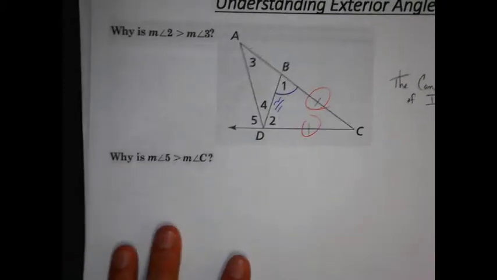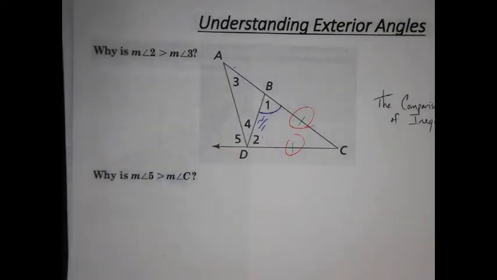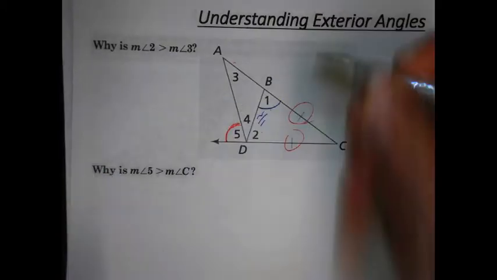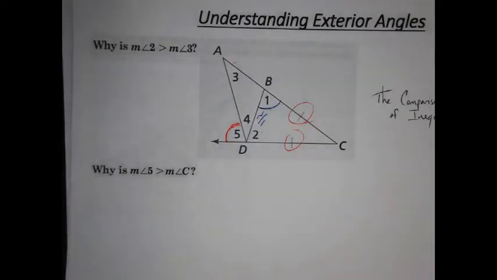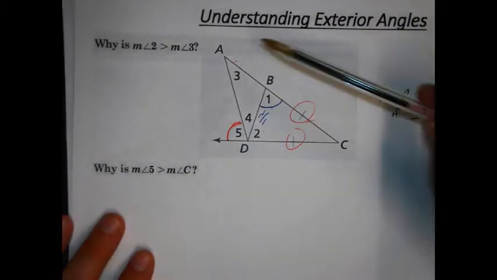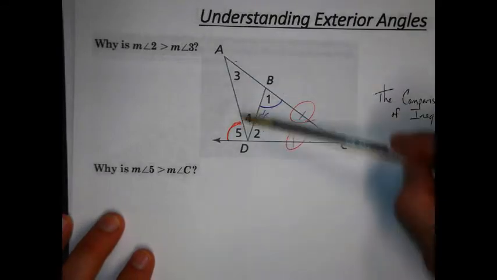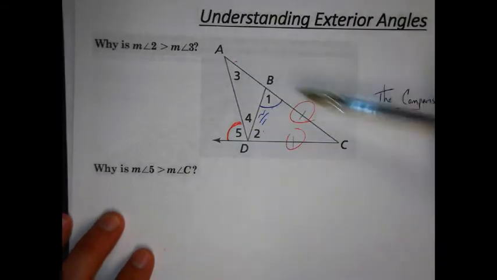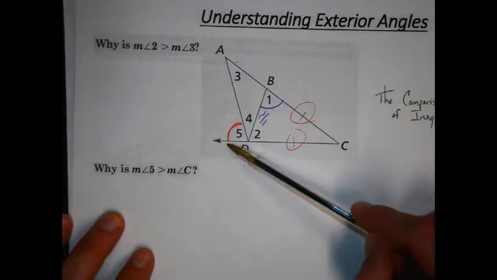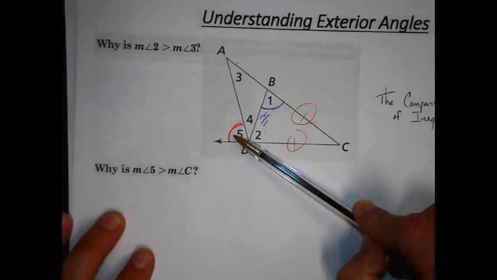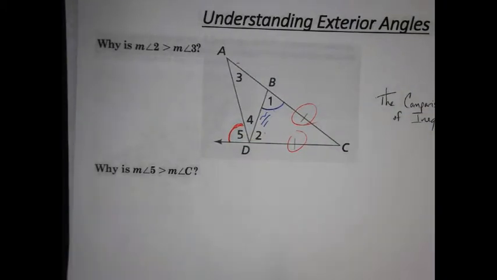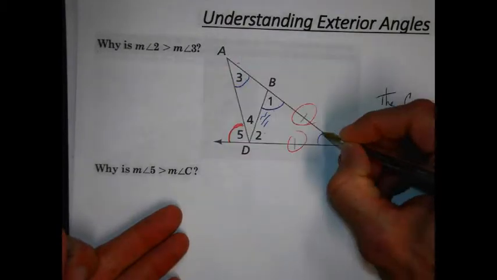Well, let's take a look at angle 5. You see angle 5? Here it is. What is angle 5? Well, let's look at triangle ACD now. See that triangle, ACD? See that? Angle 5 is an exterior angle. If that's an exterior angle, what are the remote interior angles? We have 3 and C.